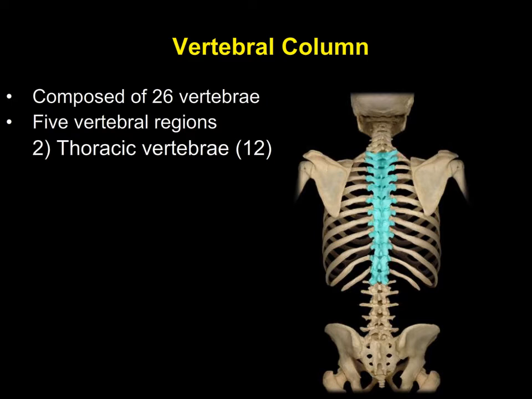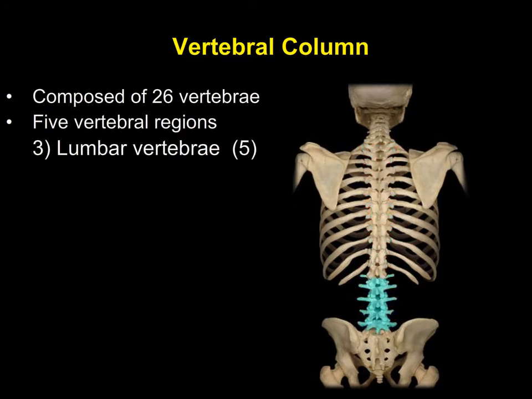And there are 12 thoracic vertebrae in total, and the way that you can identify them is that all 12 of them connect via transverse processes to the ribs. And so if you look down, you see a vertebrae that's touching a rib, you know for a fact that that is a thoracic vertebrae.